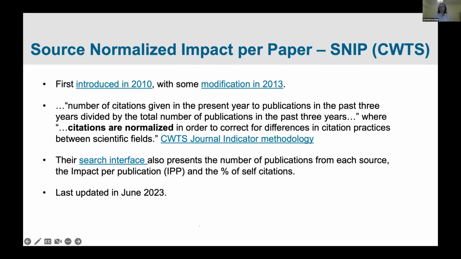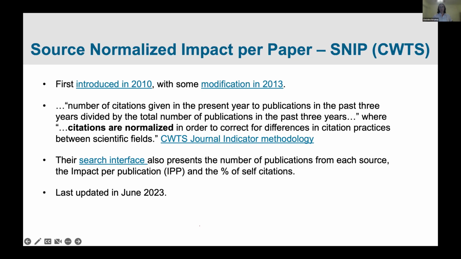And it's actually similar to the JIF, the first one we saw. So it's the number of citations given in the present year to publications in the past 3 years. If we remember, the JIF was only 2 years at first. So here the window, or the number of years that they look at, is a bit bigger.